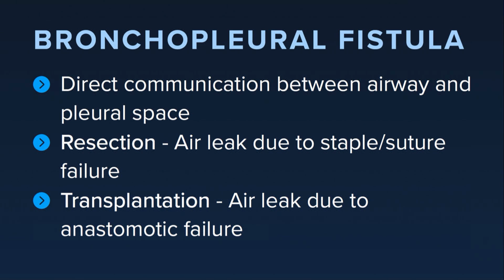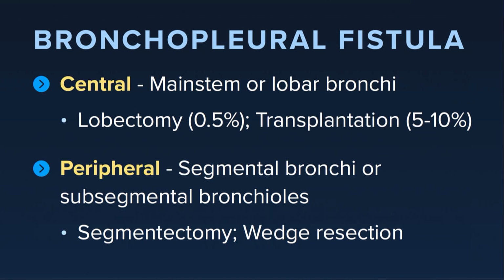For lung transplantation, they'll have a prolonged air leak that we'll see clinically, and it's due to anastomotic failure of the transplanted lung. BP fistulas can be central or peripheral. This is somewhat of both an anatomic as well as an academic classification. So central fistulas can involve the mainstem or lobar bronchi. And again, these are some of the stats around these. So with lobectomy, it has a pretty low incidence, whereas with transplantation, up to 10% of patients can develop a central bronchopleural fistula as a result.